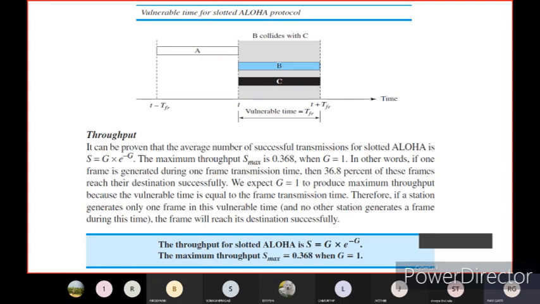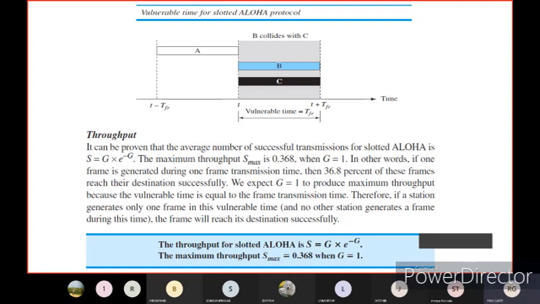Therefore, if you consider this vulnerability time and find the throughput of the slotted Aloha protocol, we can say that the throughput has been doubled when you compare it with the pure Aloha protocol. In pure Aloha protocol, it was 0.184, whereas in the case of slotted Aloha protocol, it will be 0.368. That you will get when G is equal to 1.